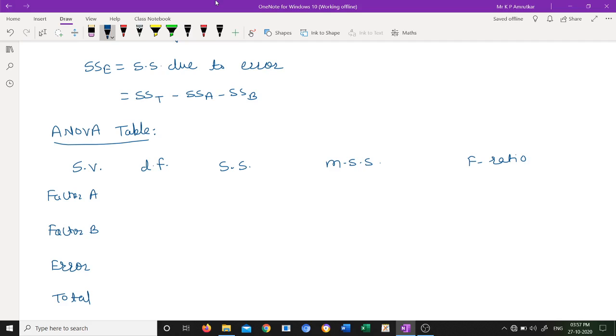Now there are A levels of factor A, so degrees of freedom will be A minus 1. There are B levels of factor B, so degrees of freedom will be B minus 1. Total degrees of freedom are AB minus 1, so obviously the error degrees of freedom will be A minus 1 into B minus 1. We denote the sums of squares by SSA, SSB, SSE, and total sum of squares by SST.